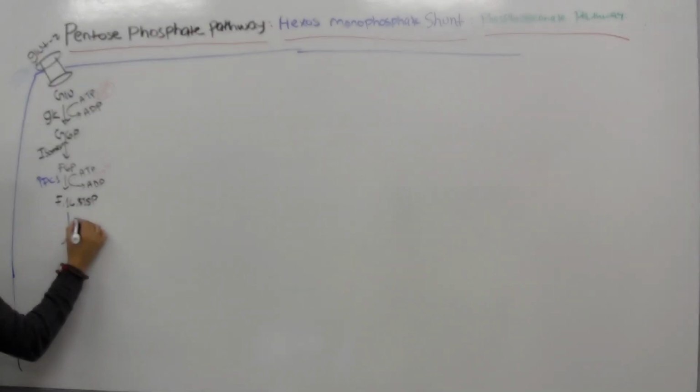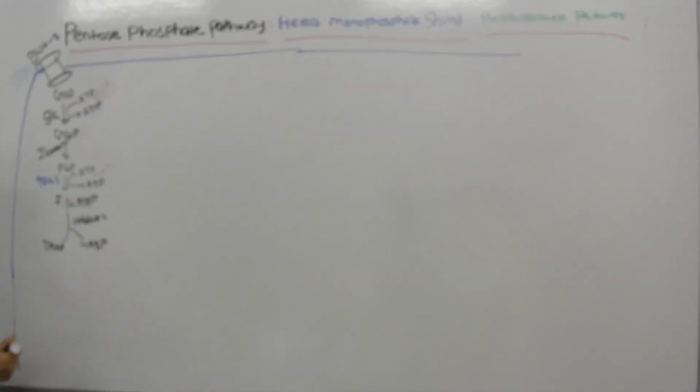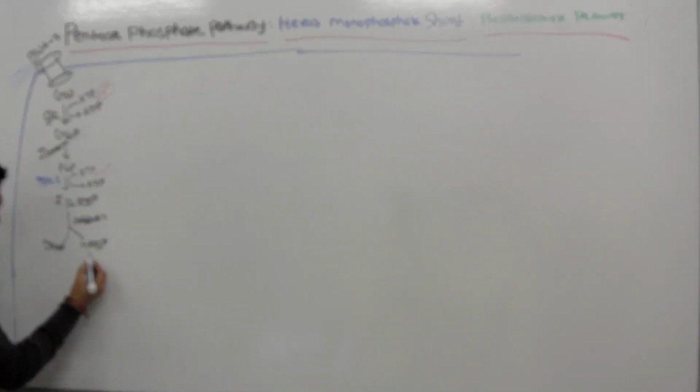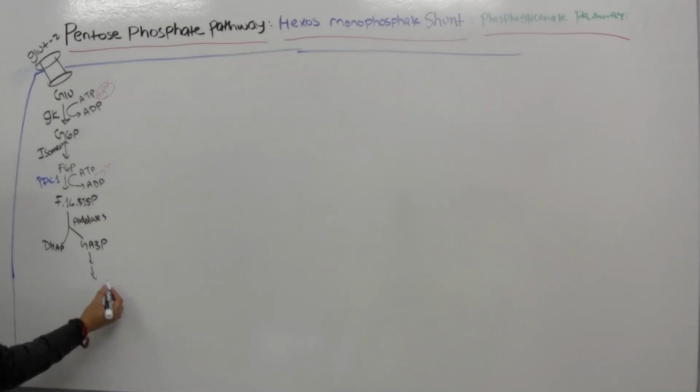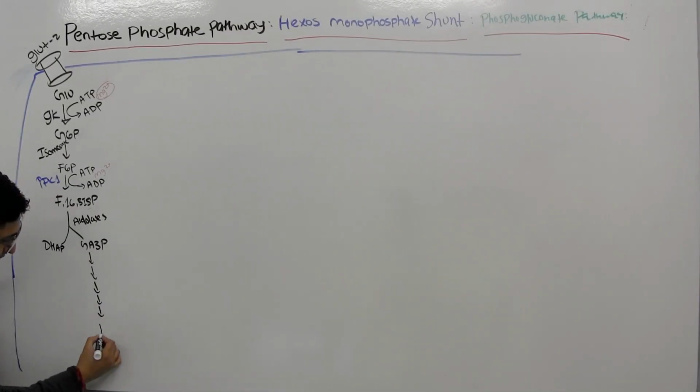Aldolase, right? And we break down this fructose 1,6-bisphosphate and you make DHAP, and then there's also going to be glyceraldehyde 3-phosphate. That's what you make. From the glyceraldehyde phosphate, guys, you run this pathway: glyceraldehyde, then you make 1,3-bisphosphoglycerate, then 3-phosphoglycerate, then 2-phosphoglycerate, then you get phosphoenolpyruvate. That's what you make, and then you make pyruvate. So you can go all the way down and make the pyruvate here.